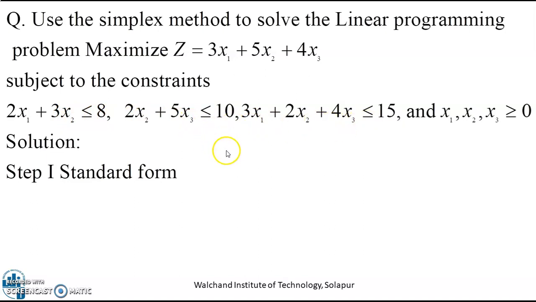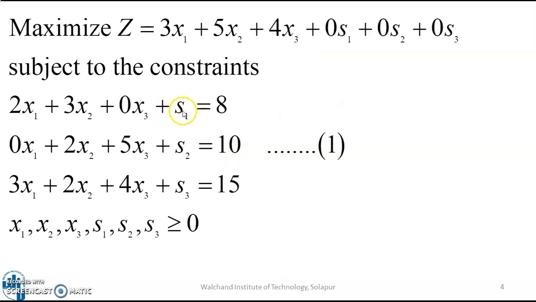Let us choose S1, S2, S3 as the slack variables, and adding them to each inequality constraint, we get a system of equality constraints and call it equation number 1. In equation number 1, x3 is absent, therefore we have written it as 0 into x3, and in equation number 2, x1 is absent, therefore we have written it as 0 into x1. At the same time as adding slack variables, we have to include them in the objective function with a 0 coefficient, and all the variables must be non-negative.